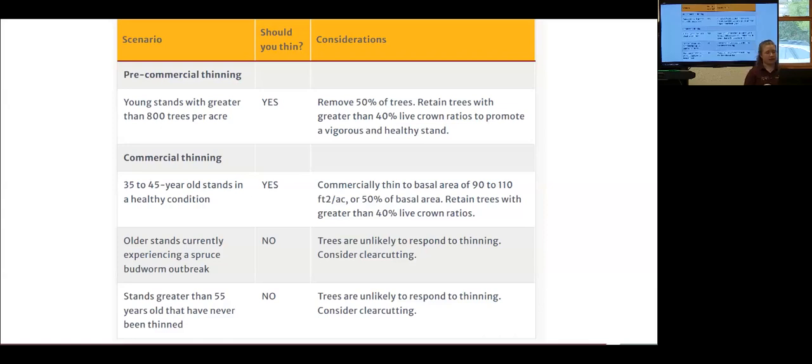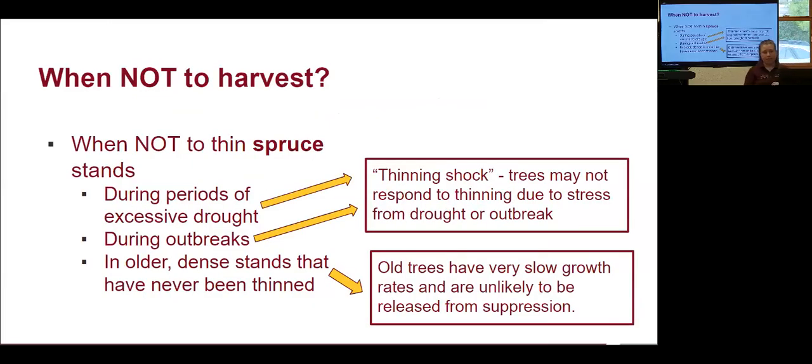On the other hand, if your spruce stand is older and already experiencing an outbreak, it's not recommended to go in there and thin. And I'll talk about that in more detail here on the next slide. So there are some situations where spruce stands are not going to respond to a thinning, and we would want to consider some other management strategies, such as more full-scale harvest, whether that's a clear cut or a group harvest or any other silvicultural technique.